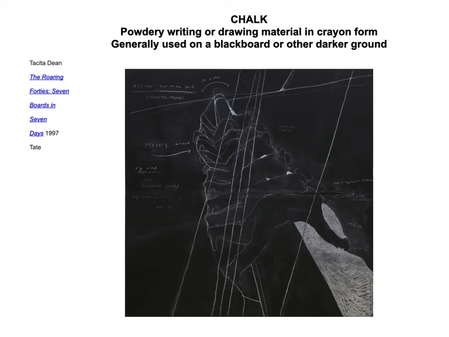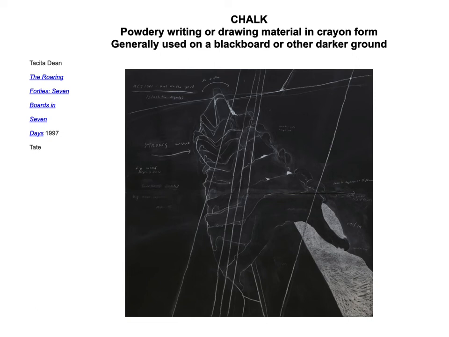Chalk. So we're going to go through here, we're going to look in just a little bit more detail at what each material is and does. And I have taken from the Tate Modern reference area for their definitions. So chalk is a powdery writing or drawing material in crayon form, generally used on a blackboard or other darker ground. The ground is what we draw on.